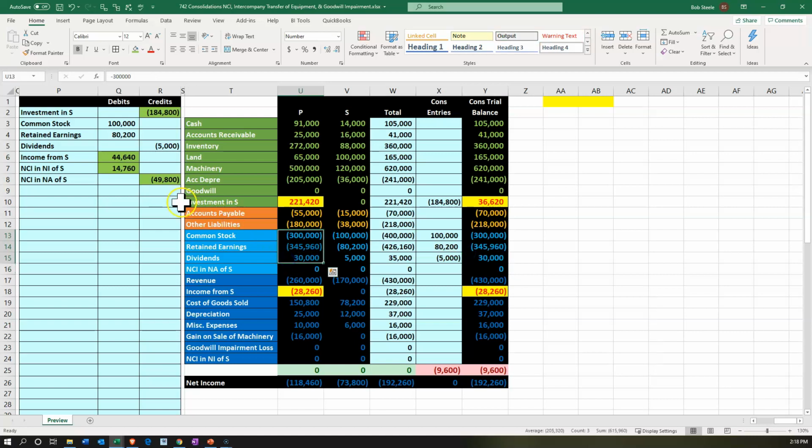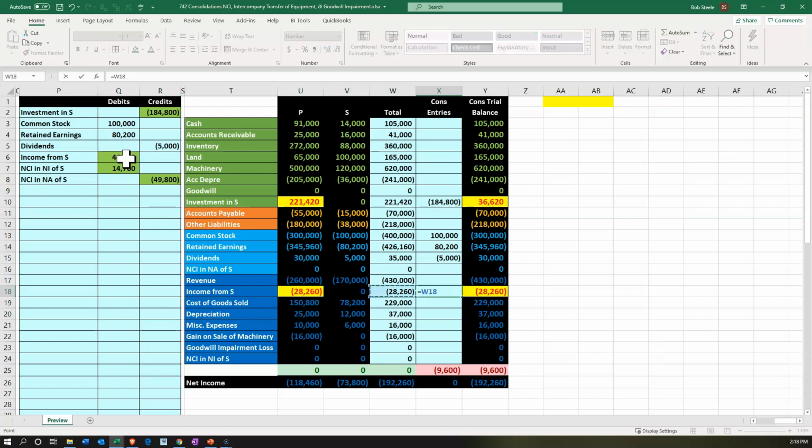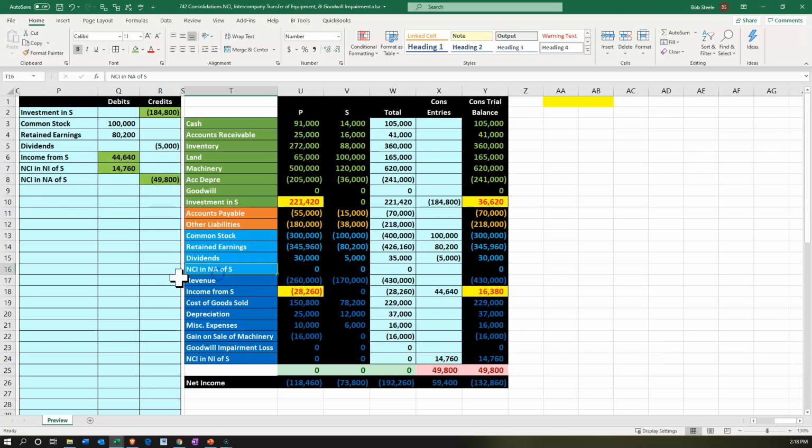Then we're going to go to the income from S, and we're going to say that is equal to the 44,640. So we're not at 0 there, so we've still got work to do. We're going to go to the non-controlling interest: 14,740, and then the non-controlling interest on the balance sheet side of things, which is here, will be the 49.8, and that should bring us back in balance.